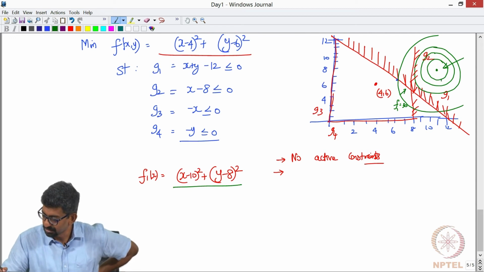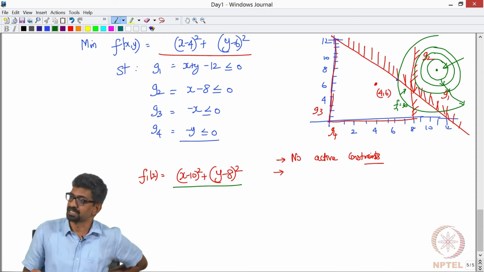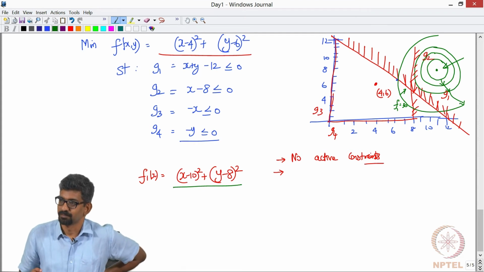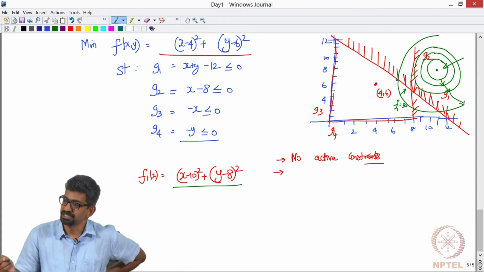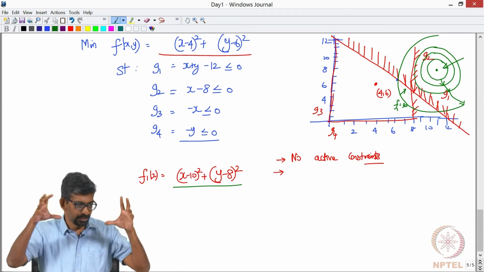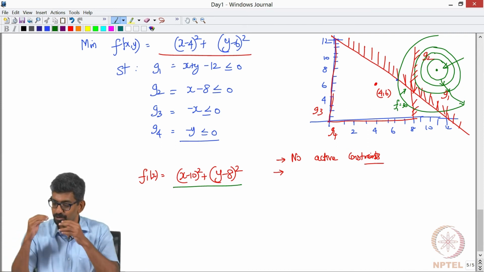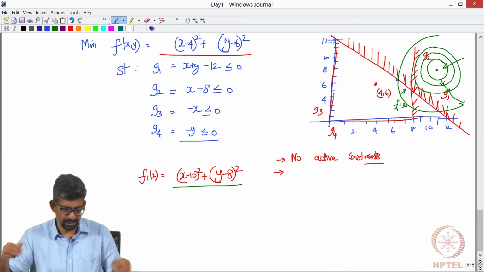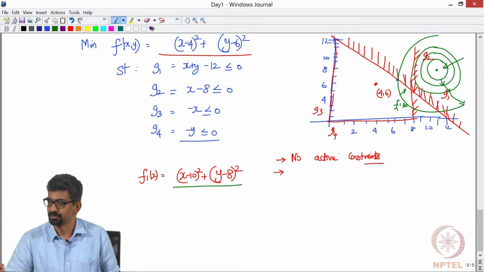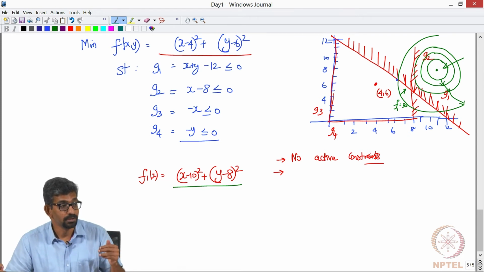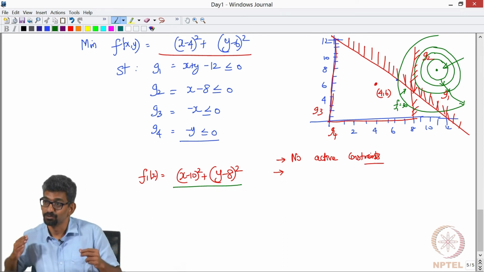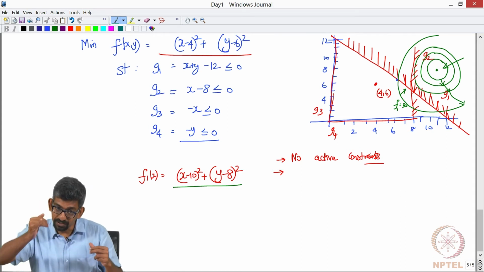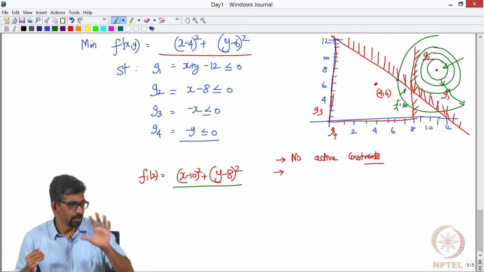Please understand that your objective function is increasing in this direction, or it is decreasing in the opposite direction. In our problem, just keep your focus on me, your objective function is increasing in one direction, which is this direction. And what is your actual goal? You want to minimize. What does it mean? You are going in the opposite direction of how the function is increasing. This is when optimization comes into the picture.